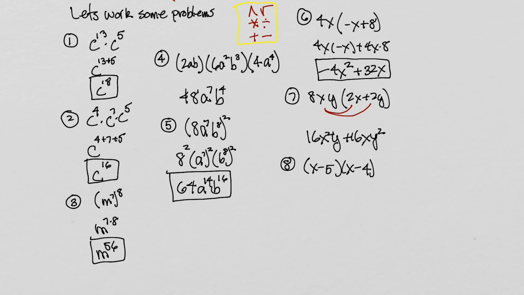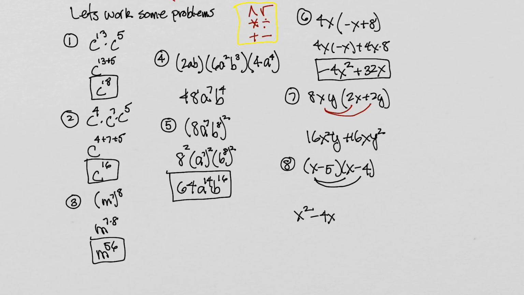Now in number 8, I'm going to multiply every term in the first parentheses by every term in the second. So the way to think about this is start here with the x, run it through. Let's do it. I'll run the x through, so x times x is x squared. Positive x times negative 4 is negative 4x.